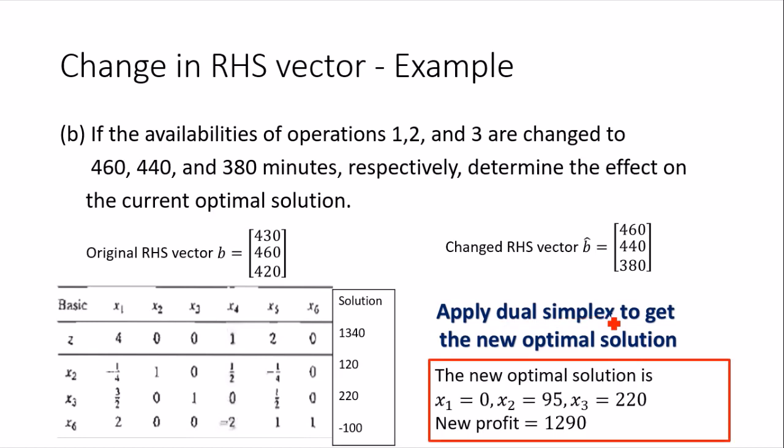So this is the new optimal solution which you will get. You can solve and verify, and this is the new profit which I am getting, 1290, which is actually less than 1350, the original profit. So in part B the answer is that the introduced changes are not profitable. So that finishes part B.